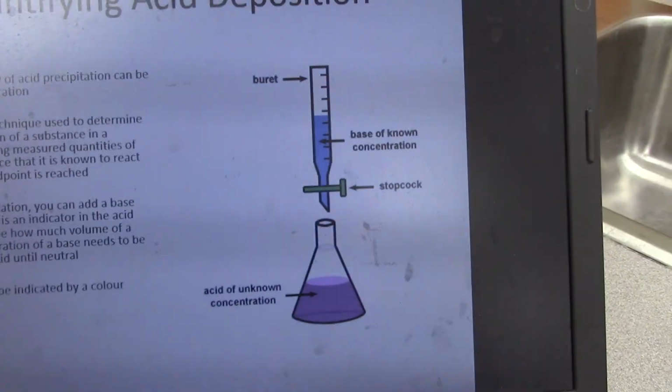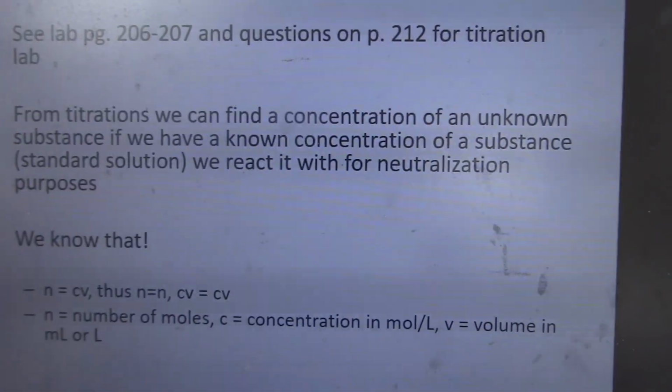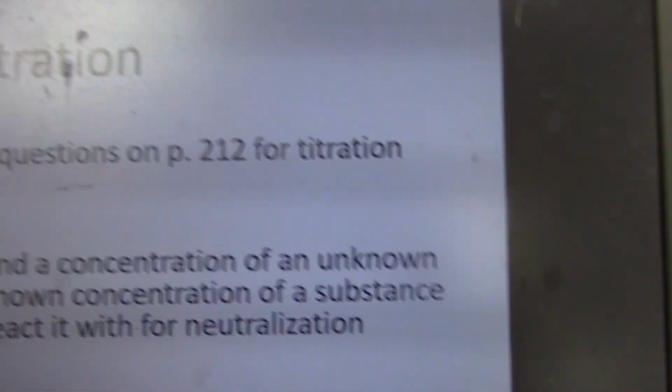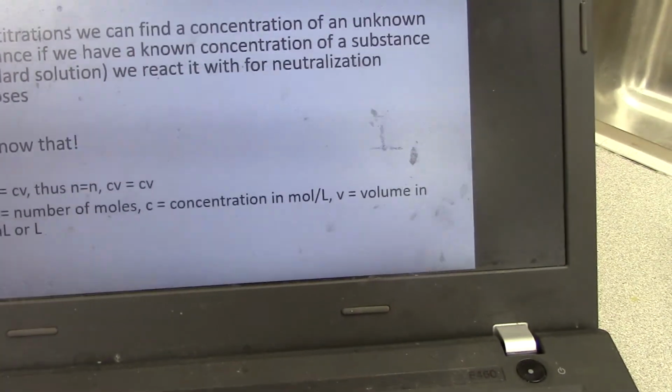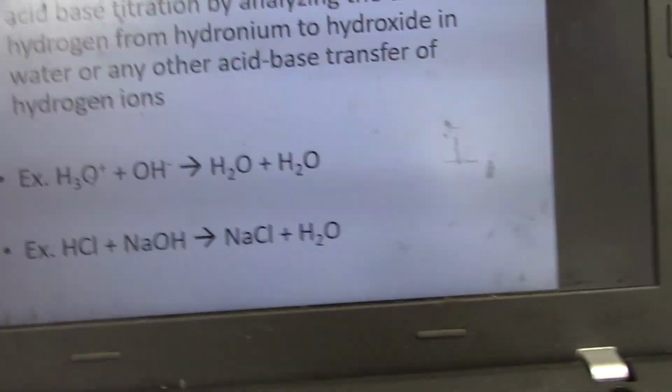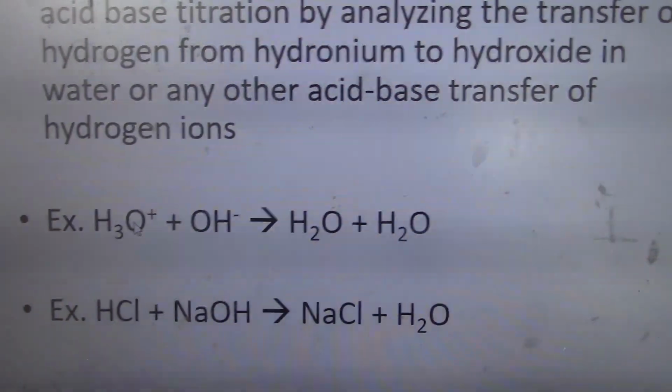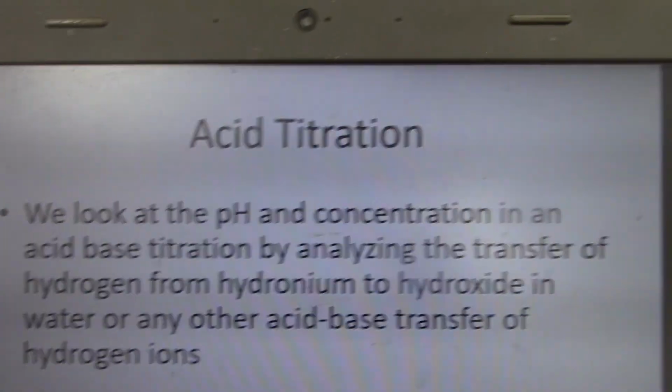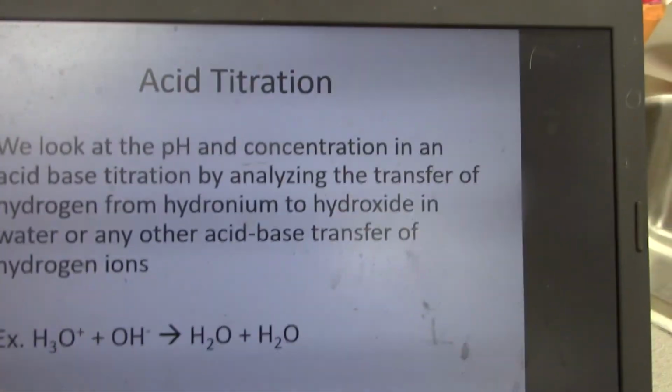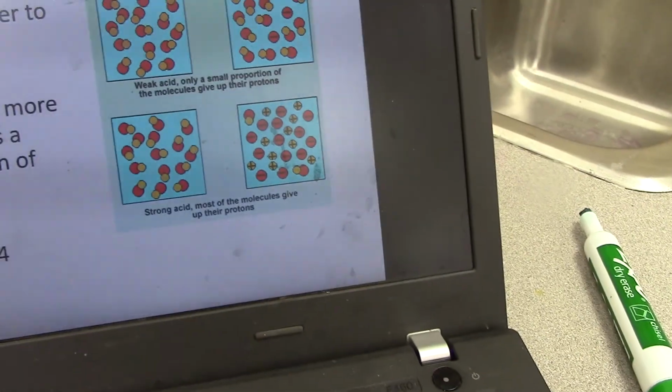Right, so there's CV equals CV. This is all in here. You can find concentrations of an unknown substance. Acid-base titration, right? We're looking at neutralization. That's what we're doing with the titration. We're neutralizing in order to find the concentration of an unknown sample.